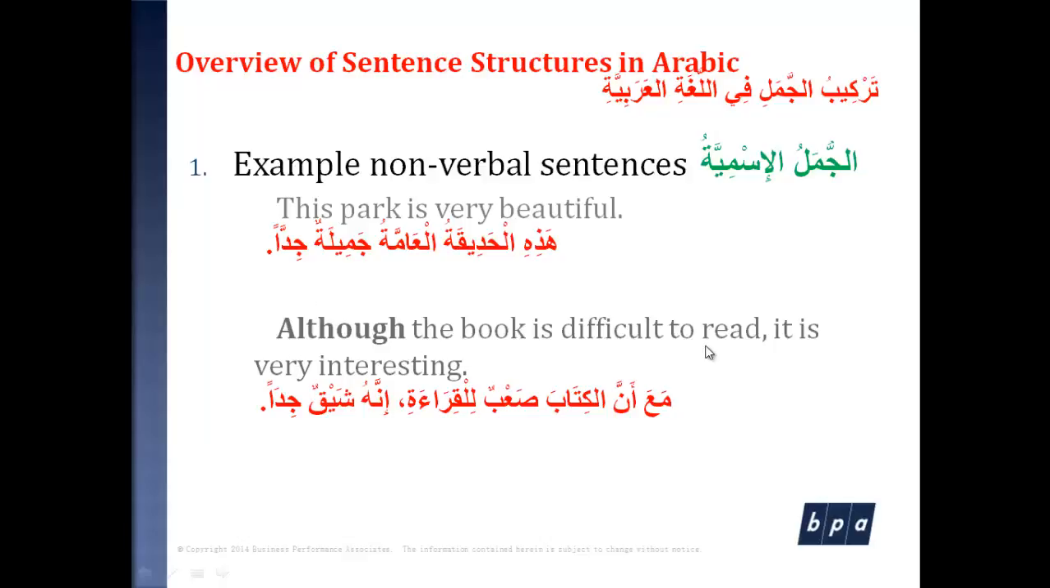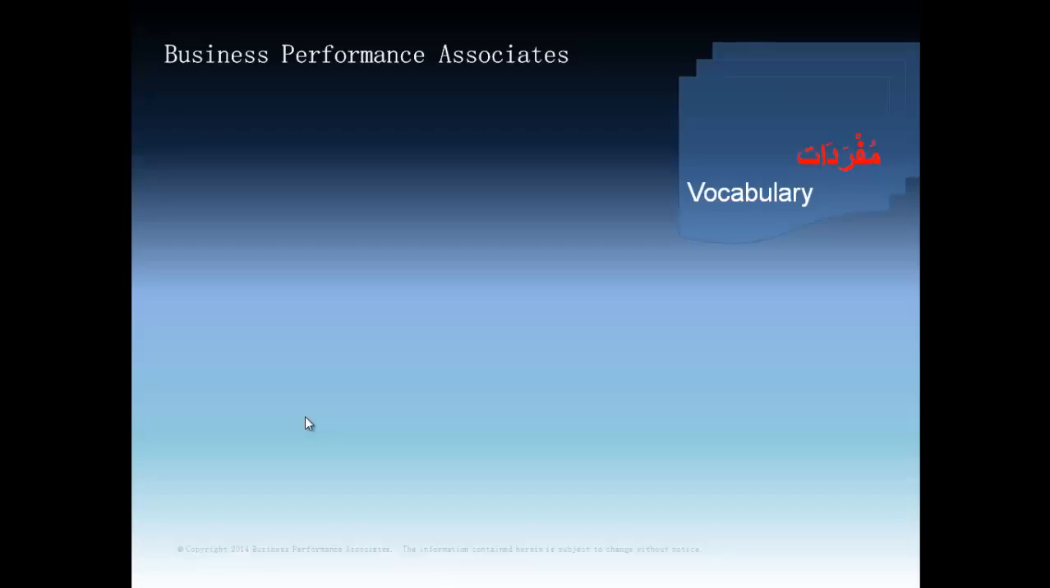Although the book is difficult to read, it is very interesting. مع أن الكتاب صعب للقراءة، إنه شيق جدا. مع أن, although that. الكتاب, the book. صعب, hard. للقراءة, to read. إنه, indeed it is. إنه, it refers to the book, here's the attached pronoun. شيق, it's interesting or very nice to read. جدا is plenty. And that concludes our grammar section for lesson 8.